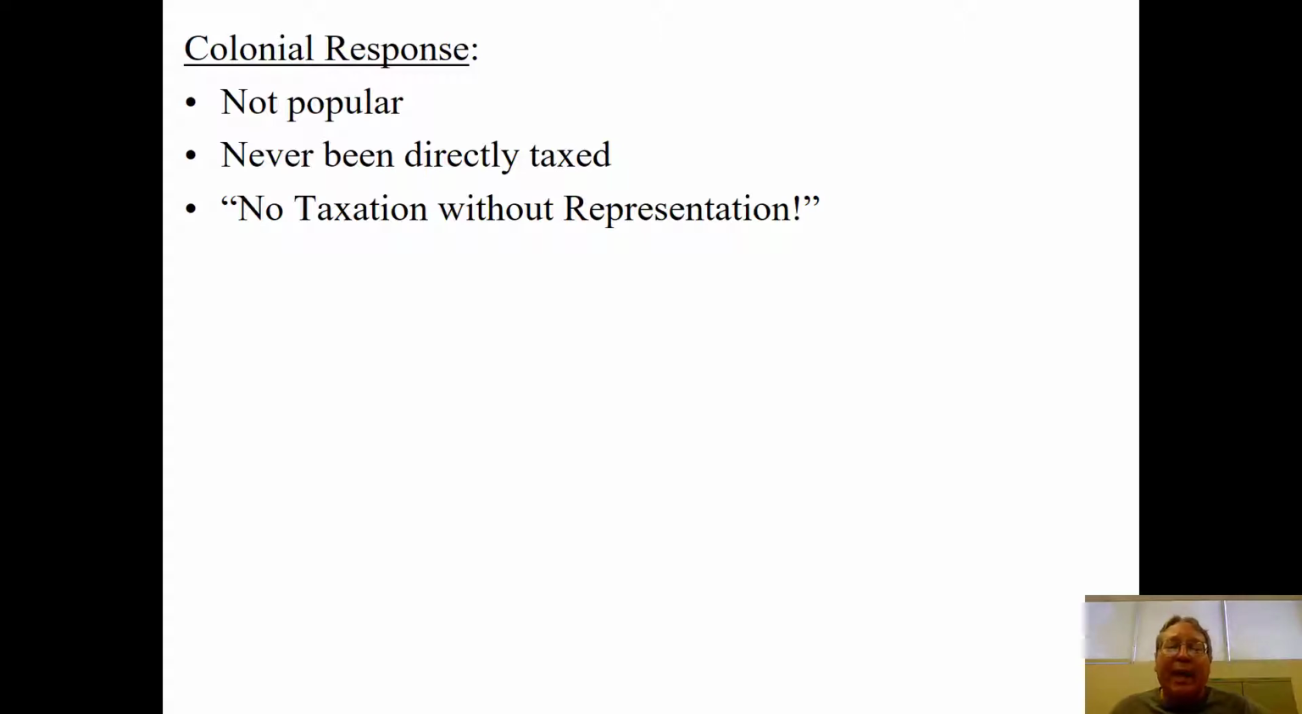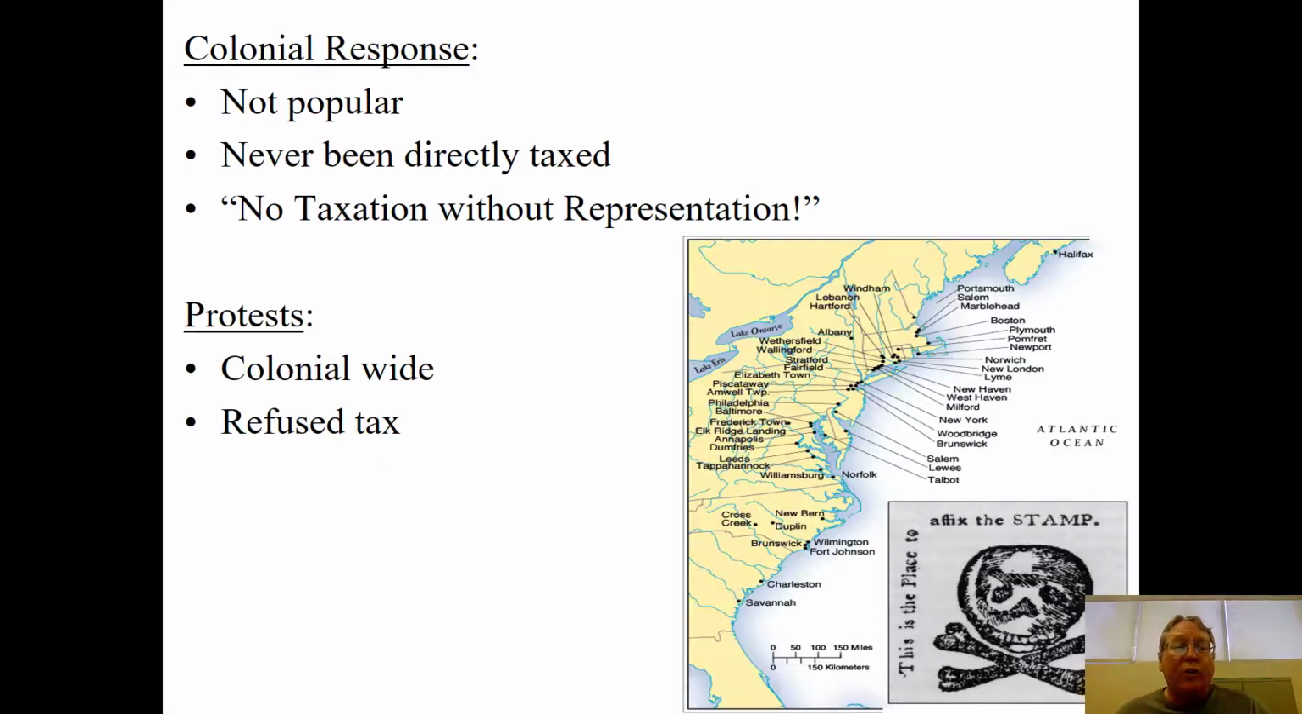But don't ask me to pay a tax to the government directly when I'm not getting a chance to vote or to have representation keep that tax from affecting me, right? So they start organizing themselves throughout the colonies. And when I say throughout the colonies, I mean literally every town in the American colonies. And heck, some even in Canada and the Caribbean hold protests saying this is wrong, this is illegal.